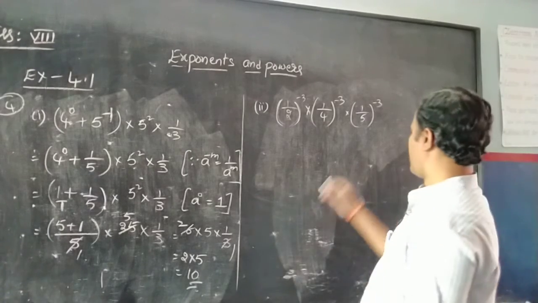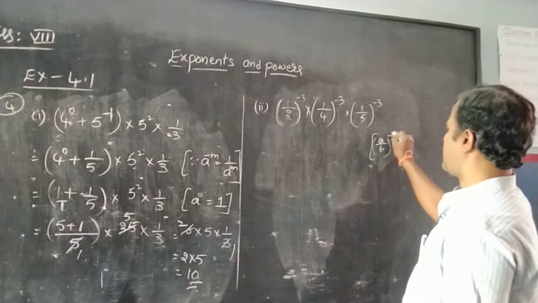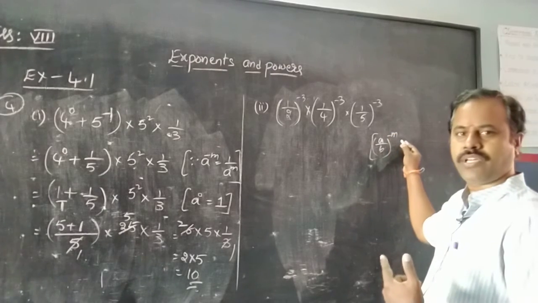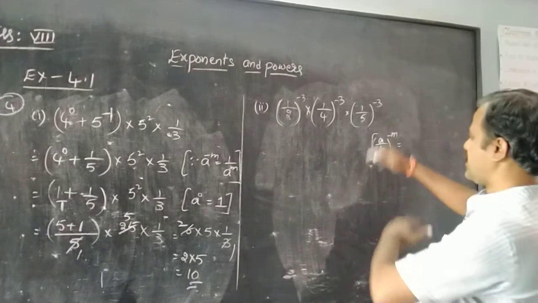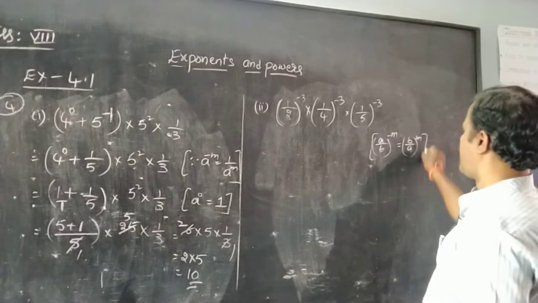Yeah, very good. You remember the formula. Very nice. So a by b whole to the power of minus m. What formula do you use here? Very good. You will just reciprocate this one: b by a whole to the power of m.